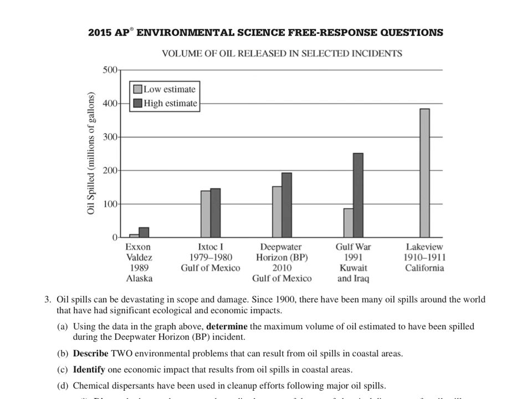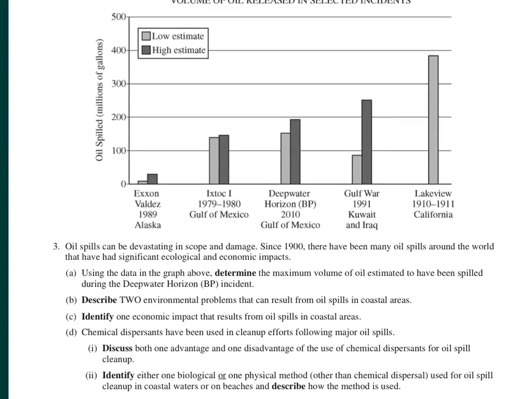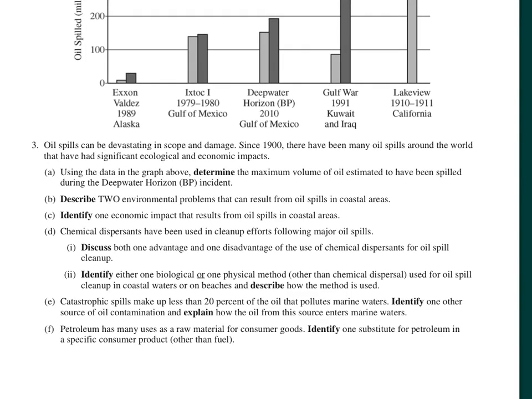Going on to question 3. So sometimes question 3 and question 4 will have some sort of a graph. In 2015, there was a graph on both 3 and 4. Sometimes the graphs are just used for reference, but sometimes you have to do a small calculation. And on this one, you do need to do a small calculation.